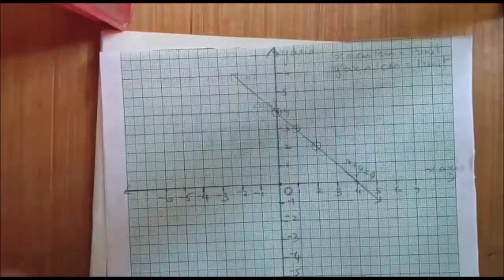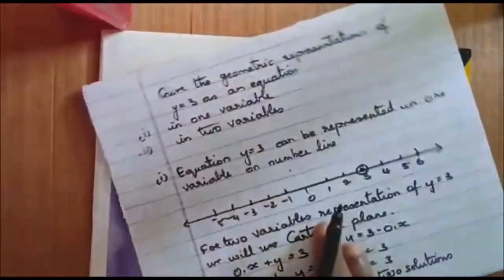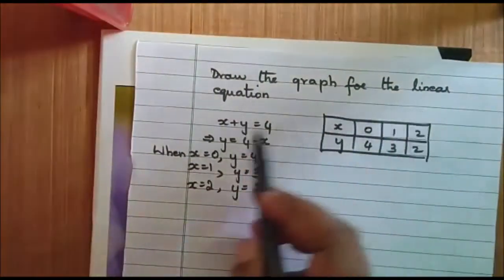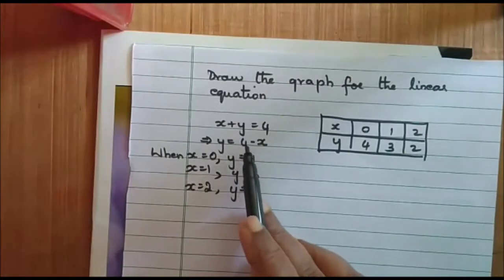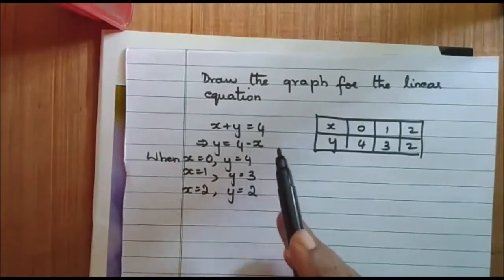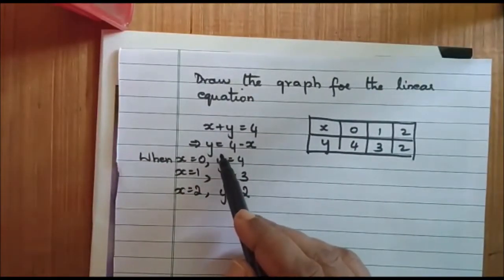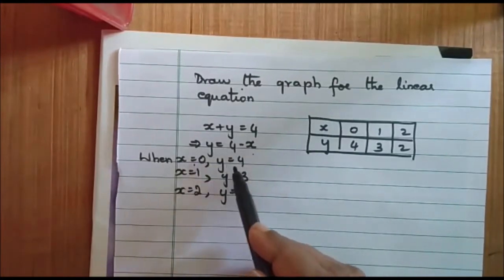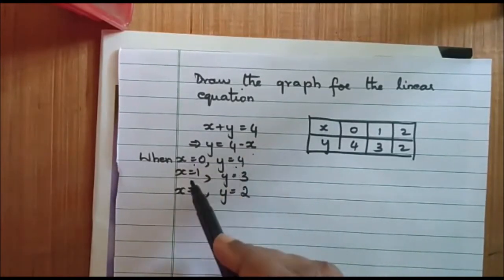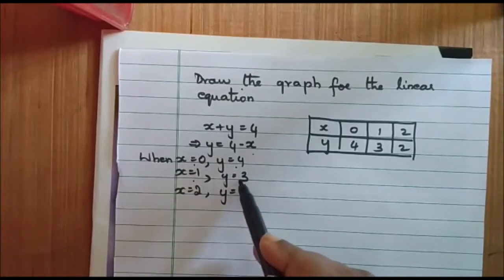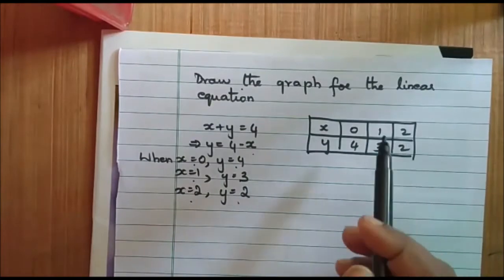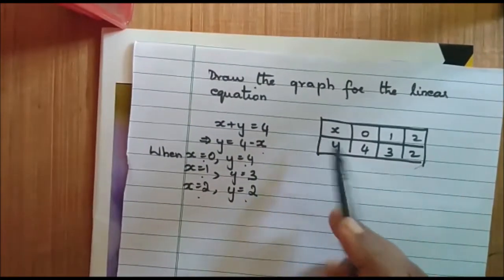Okay. Now we will do another example. What is the equation that is given to us? Draw the graph for the linear equation x plus y equals to 4. I can write this as y equals to 4 minus x. When x is equal to 0, y equals to 4. When x is equal to 1, y equals to 3. When x is equal to 2, y is equal to 2. So these are the points I have got.